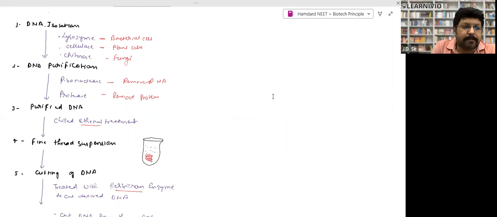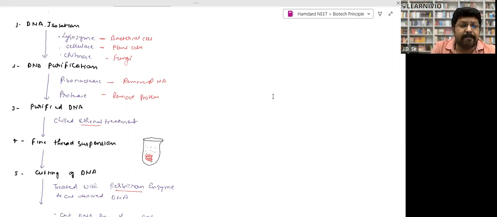In the first process, we have to take out a DNA of our interest, right? Means the beneficial DNA, which is beneficial for us. So what we will do, we will take out the DNA from any nucleus. Suppose that this is an insulin gene, right? Or this is the growth hormone gene. So we will take a human cell. From the human cell, we will take out the nucleus. And from the nucleus, we will take out the DNA.